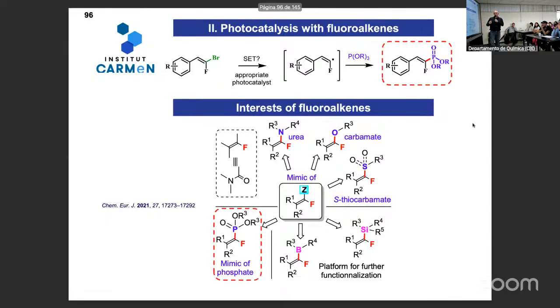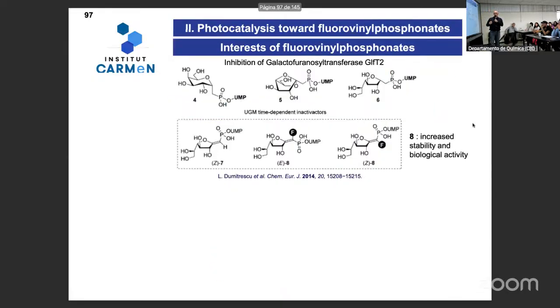Next, please. It was shown by Dumitrescu, for example, in this kind of sugar, when they replace this part by a fluorophosphonate, they show that they have an increase of stability and biological activity thanks to this fluorophosphonate.